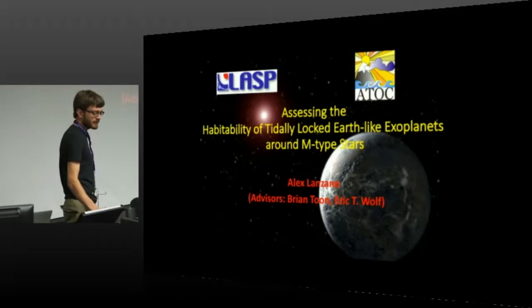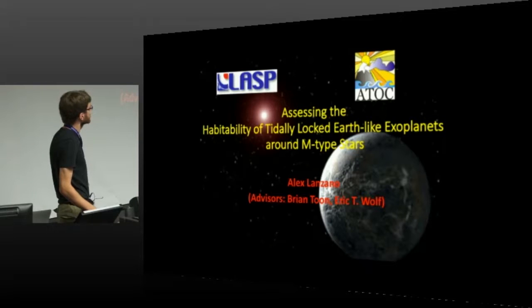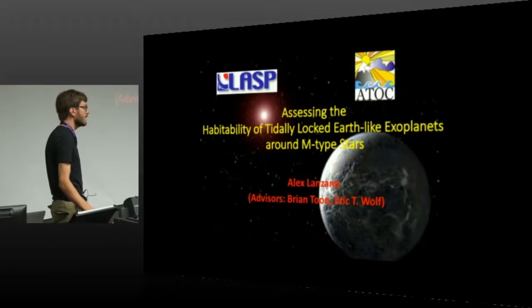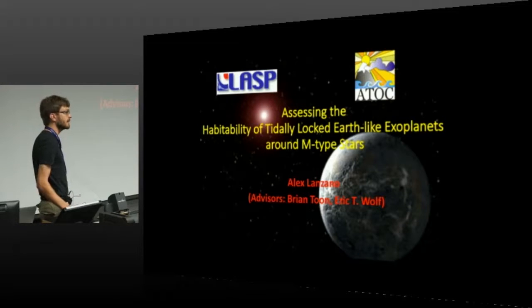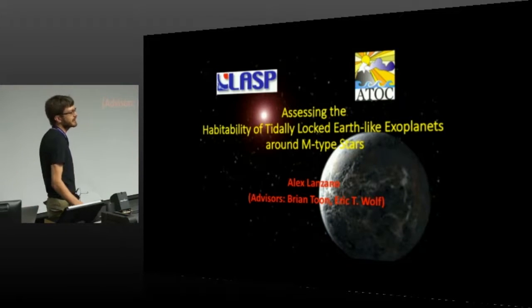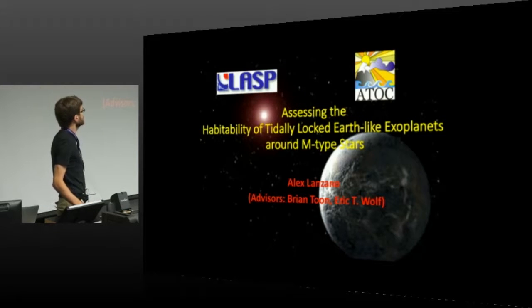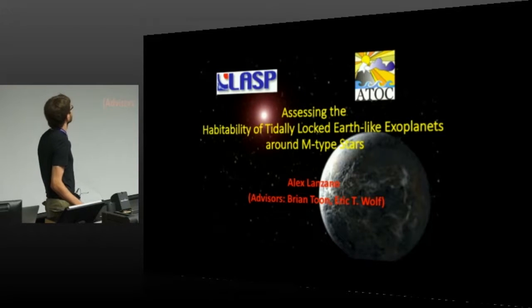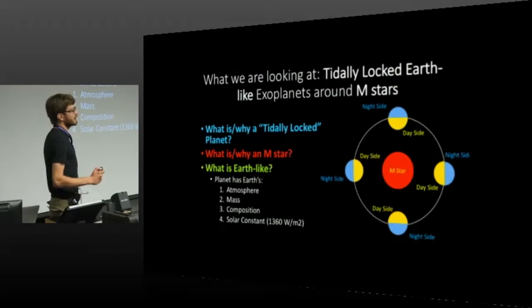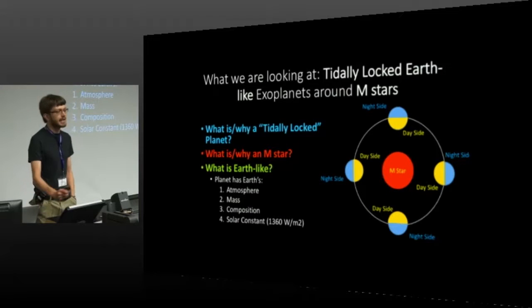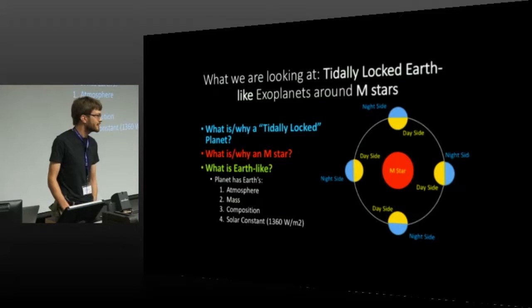What I've been doing for my project for the past several months, and what I hope to continue to do, is to take a look at the fairly common types of planets that we observe in the galaxy, or that we think we observe, and to assess how they might be habitable and under what conditions that might be true. So what I've been doing is assessing the habitability of tidally locked Earth-like exoplanets around M-type stars. As those are a lot of words, I'm going to explain more in depth what those mean and why we're interested in them.